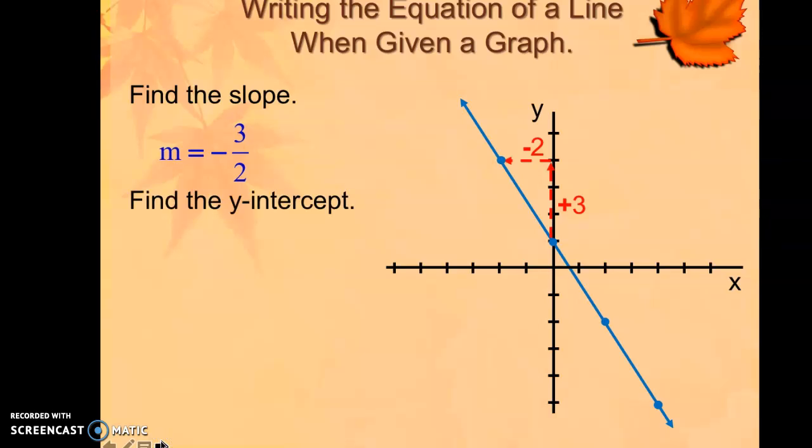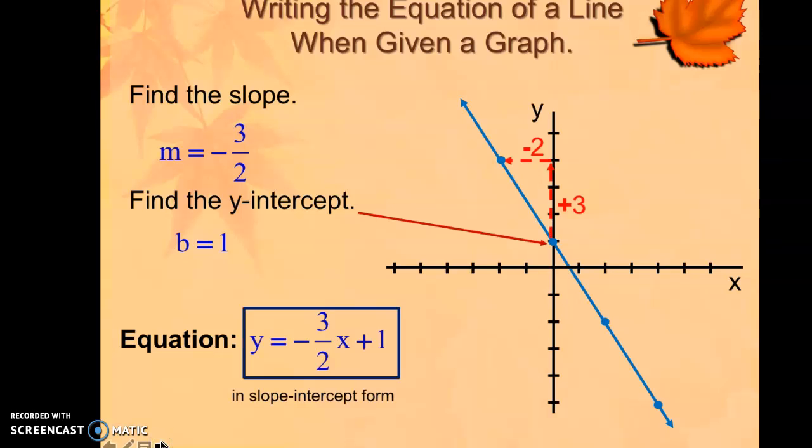Let's find the y-intercept, right? That's where it crosses the y-axis, at 1. So the equation is simply y equals negative 3 halves x plus 1.